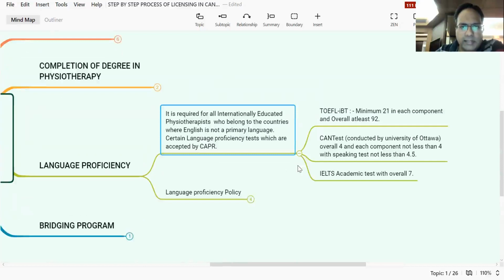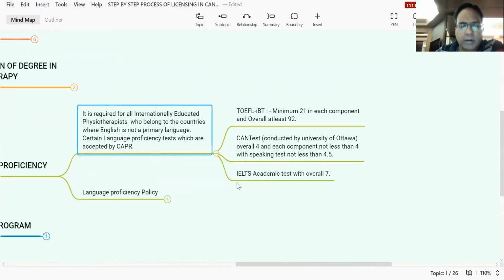Now, certain tests which are recognized or acceptable by the CAPR, the Canadian Association of Physiotherapy Regulators, are TOEFL iBT, which requires a minimum of 21 in each component and overall at least 92. The other one is the CAN test, which is conducted by the University of Ottawa, that requires overall 4, each component not less than 4, and specifically the speaking test not less than 4.5 in the CAN test.